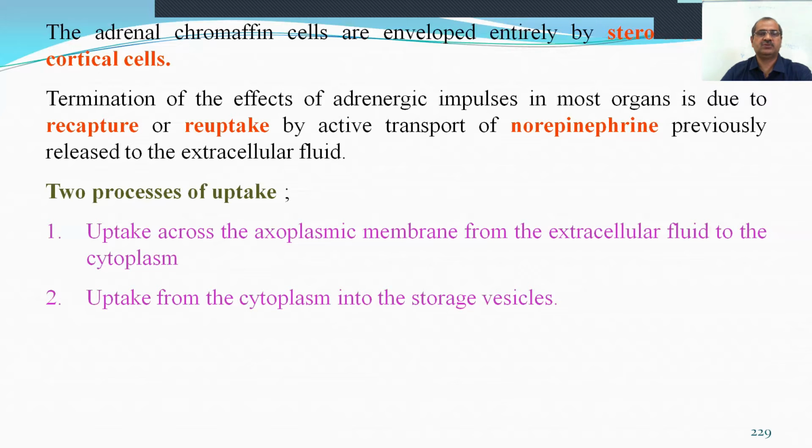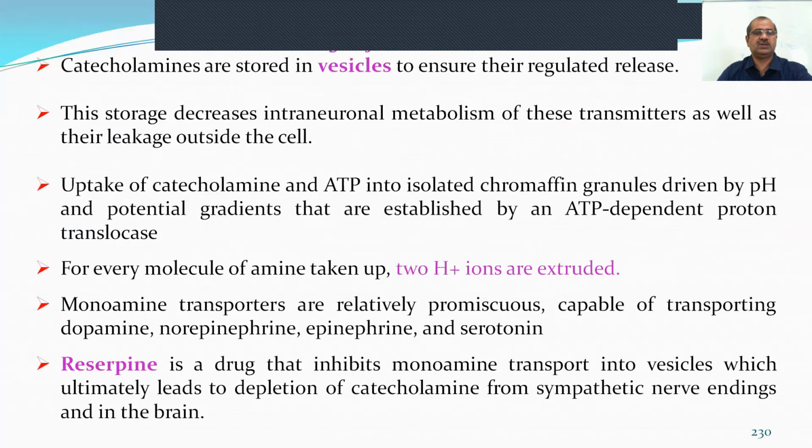The first one is uptake into the exoplasmic membrane from the extracellular fluid to the cytoplasm. That's uptake 1, whereas the uptake from the cytoplasm into the storage vesicles is known as uptake 2. And the storage of the catecholamines.